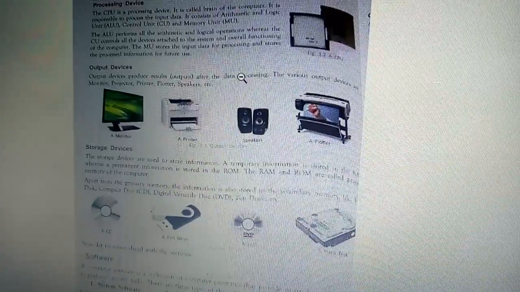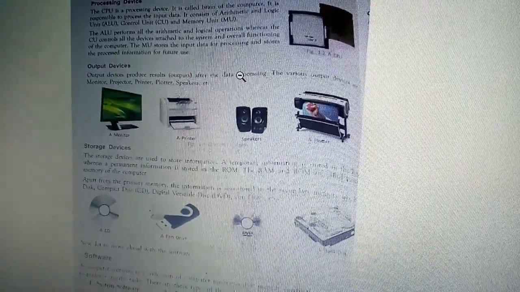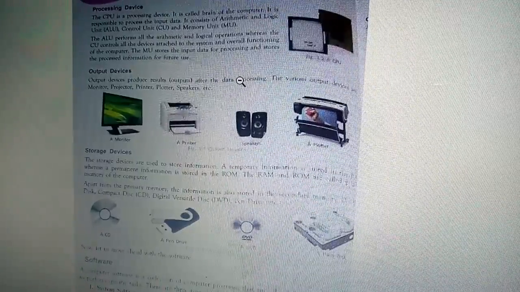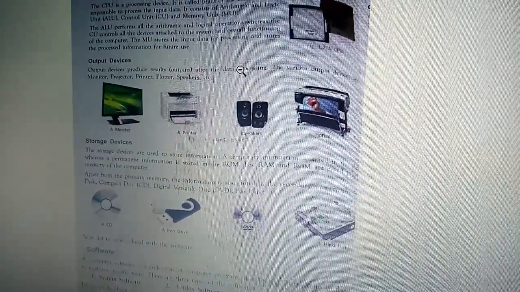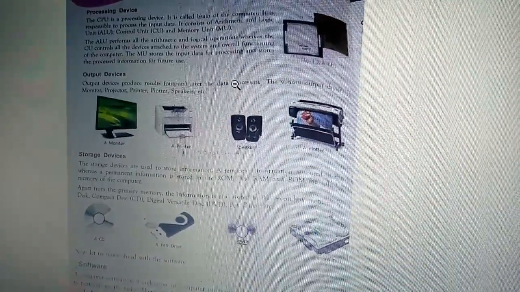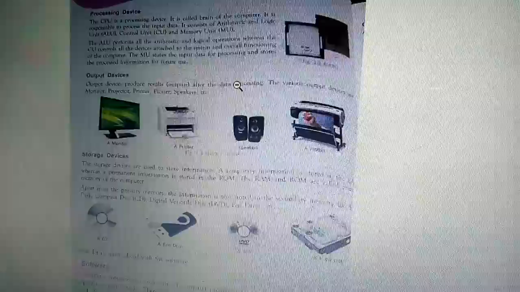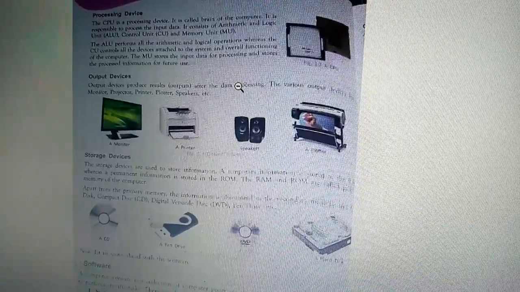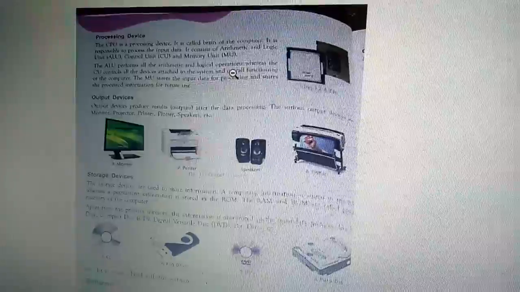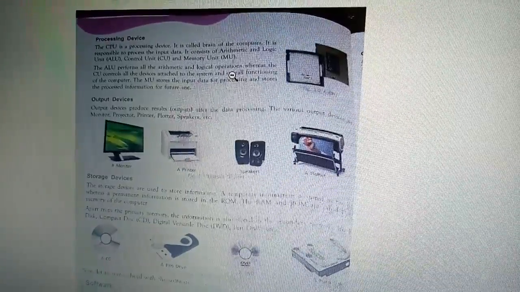Okay. Now let's move to our output devices. What are the output devices? Our monitor, our printer, our speaker and our plotter. These are all output devices. With the help of output devices we get the final result. Output devices produce results after the data processing.